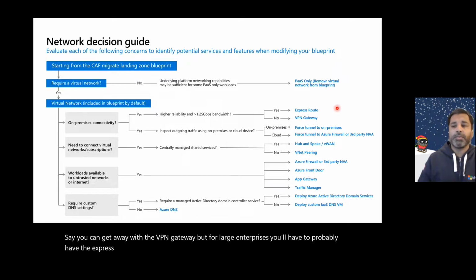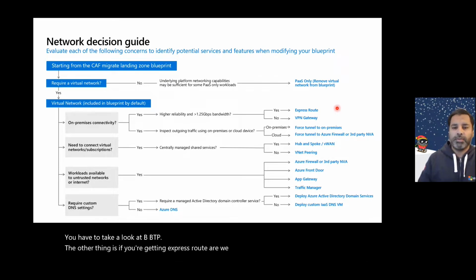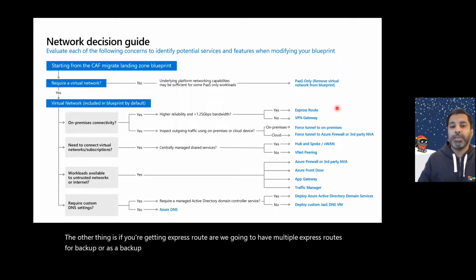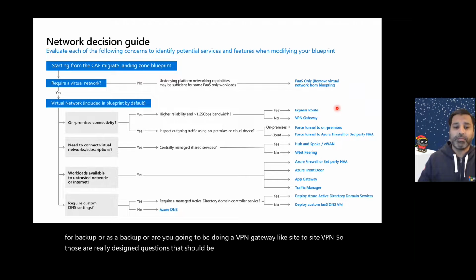With ExpressRoute, it comes with much more complexity. You have to take a look at BGP. The other thing is, if you're getting ExpressRoute, are you going to have multiple ExpressRoutes for backup, or as a backup, are you going to be doing a VPN gateway, like site-to-site VPN? So those are really design questions that should be thought through from the get-go.